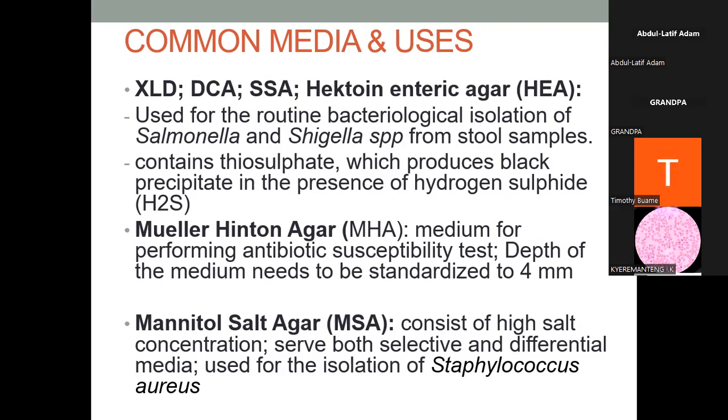So if you see a lot of colonies with blackening on top, then you know that this is likely to be Salmonella. All right, so that is a way to differentiate between Salmonella and Shigella, for example, on your plate.